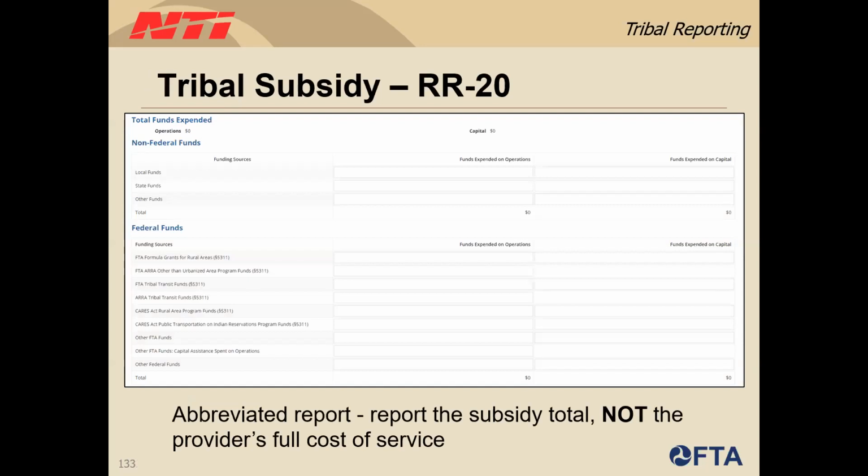If your agency reports a tribal subsidy agreement, meaning your agency subsidizes a local provider service and does not directly operate or purchase any other service, you will see a reduced version of this form. You will not report service statistics from this service because this data will be captured in the provider's NTD report. So you should only report the funds that your agency contributed to the provider for this service.